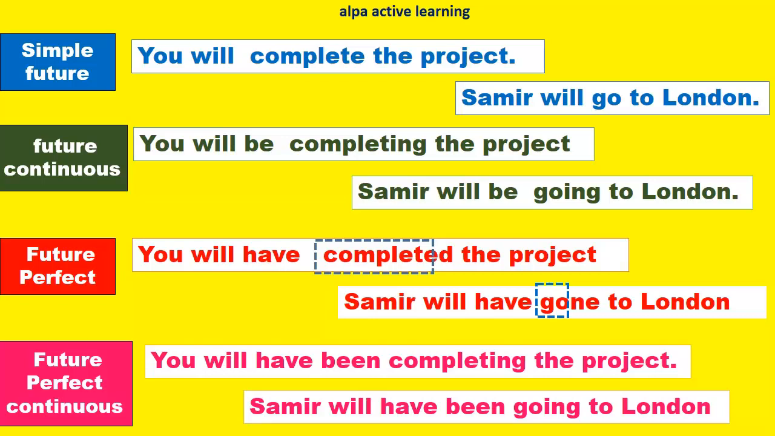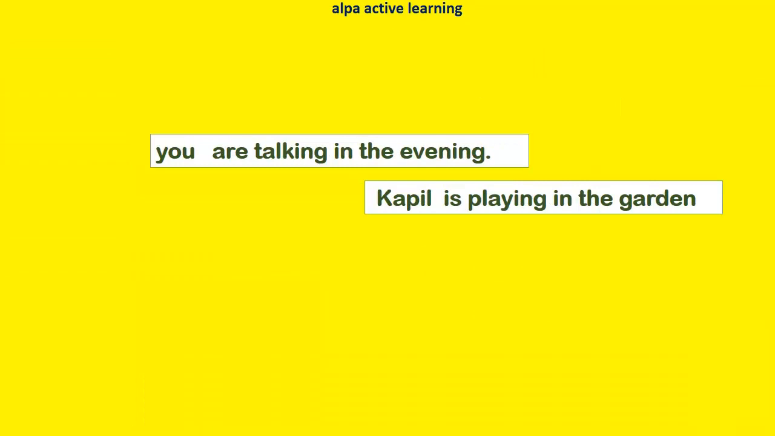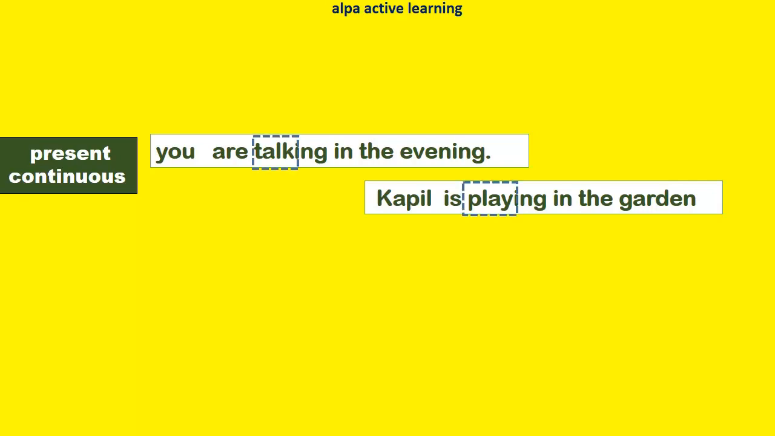So do you want to practice more? So children, next sentence. You are talking in the evening. Kapil is playing in the garden. Yes, identify. You are correct. Present continuous tense. So now let's convert to simple present and the remaining forms. First job, find the base form, that is talk. It is play. Just recollect, talk, talked, talked, play, played, played. So you should know the base form also.